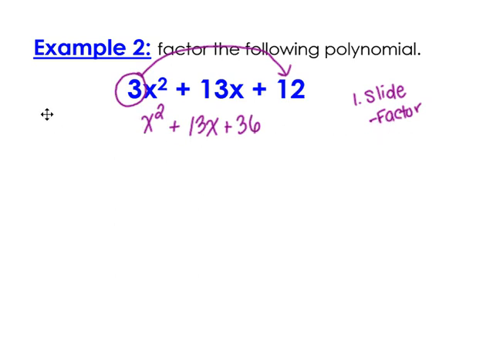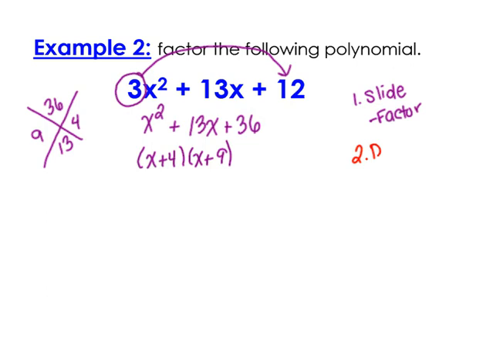So that's why this next step is to factor. So you're looking for what multiplies to give you positive 36 and adds to give you positive 13. Well, that would be positive 9 and positive 4. So my first step was slide. The second step is divide.